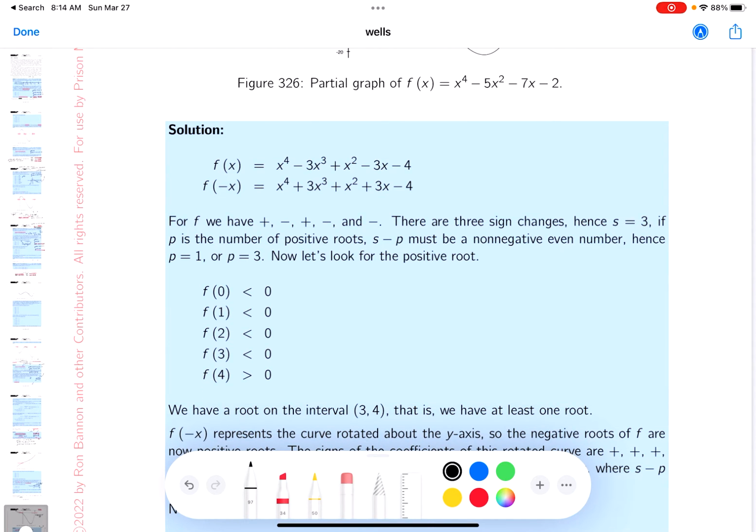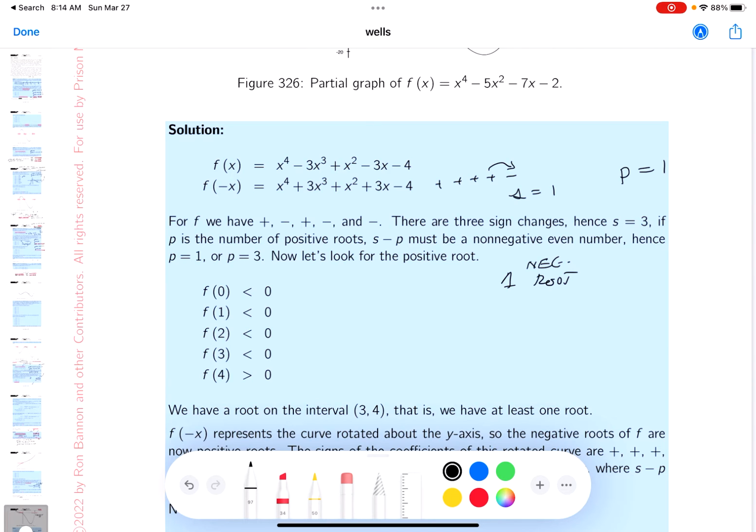I'm going to do Descartes' rule of signs again. Plus, minus. Well, I only get 1 sign change. So what does that say? Remember, this gives me what P is. P could be 1. That's the only possibility. So I have 1 negative root.